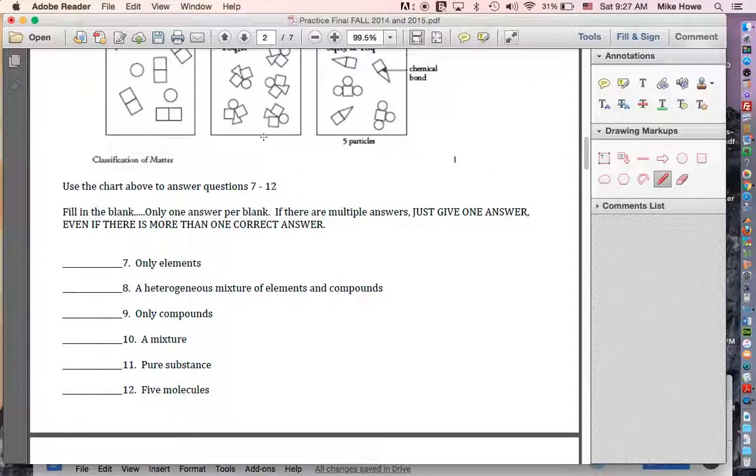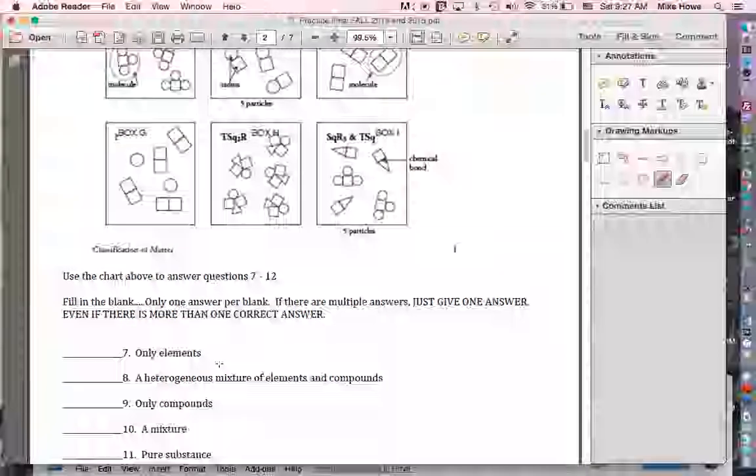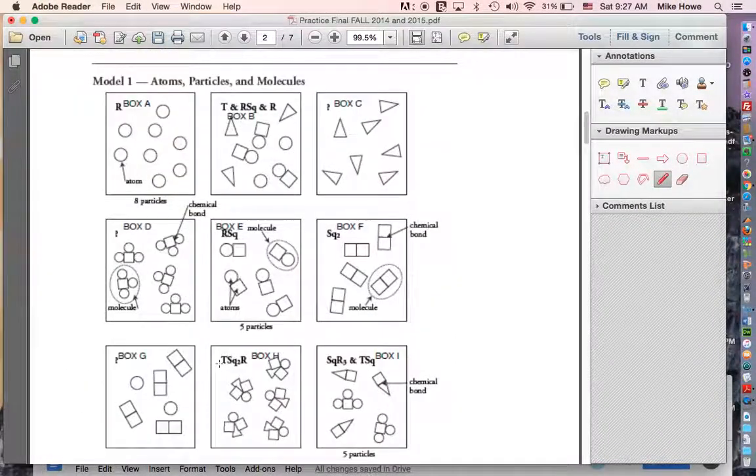A pure substance is anything with one identity. So that could be an element or it could be a compound. That one works. That's not pure. That one is pure. That one's pure. So is that one. So is that one. But this has multiple identities. That one's pure. And this one has multiple identities.